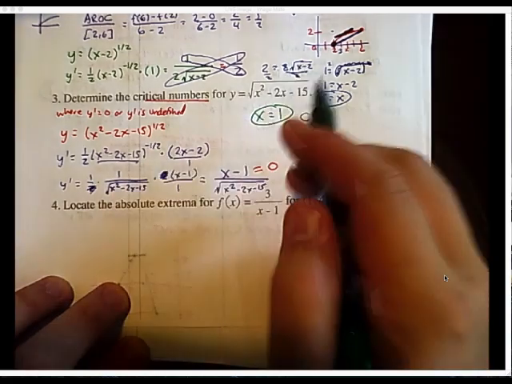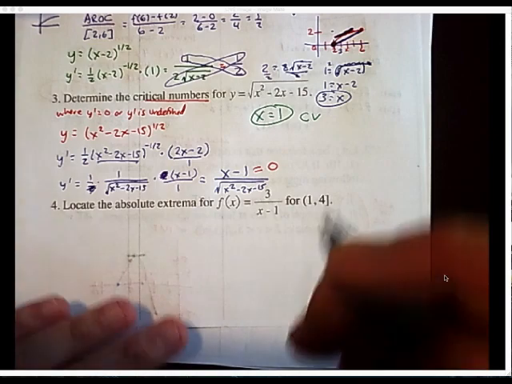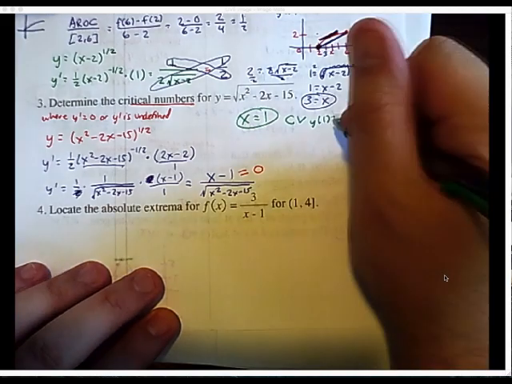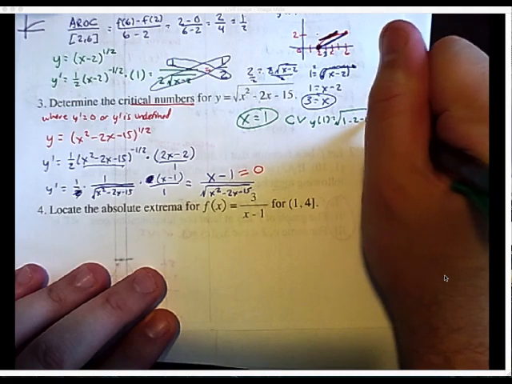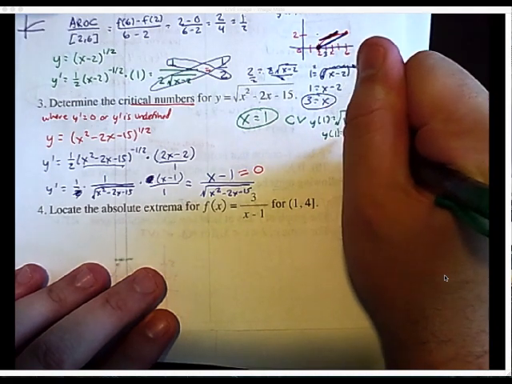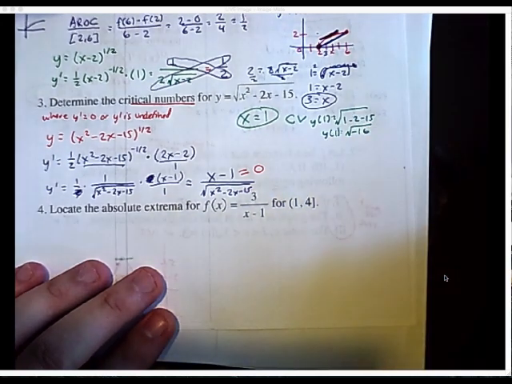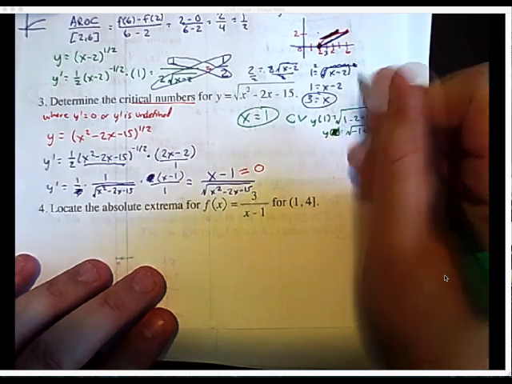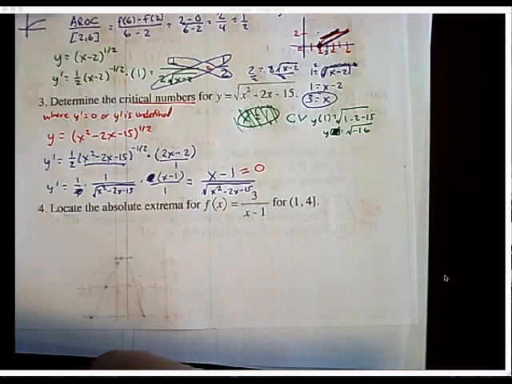If it's defined for the function. So if I actually plug it back in, that would be the square root of 1 squared is 1, 2 times 1 is 2, minus 15. So y of 1 equals the square root of negative 16. Well, we know we can't take square roots of negative numbers in the real number system. So 1 doesn't actually exist on this graph, therefore it can't be a critical number. It has to exist on the graph.